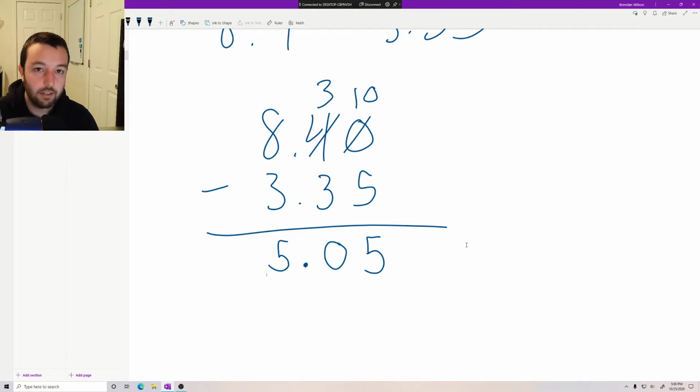When you're looking at a calculator, any calculator should have a decimal place button. So make sure to use that.